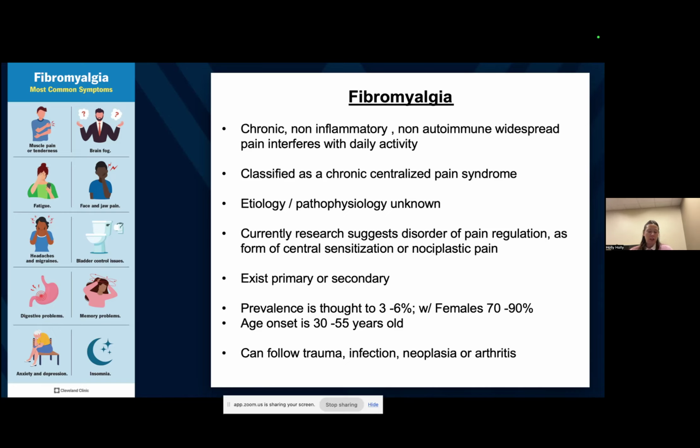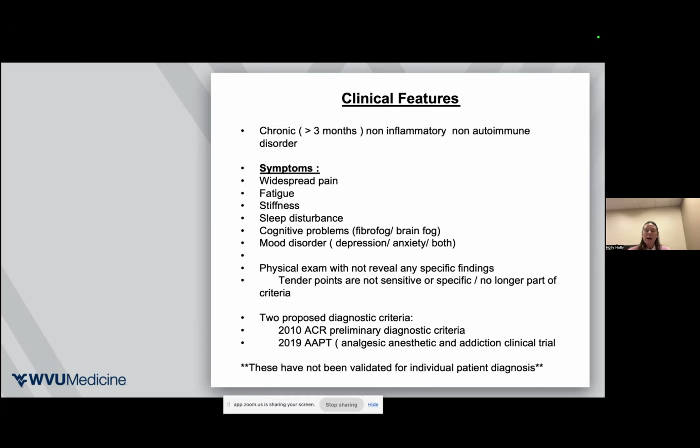There are 2 different proposed criteria present. There's the 2010 ACR criteria and the 2019 AAPT criteria. These really haven't been validated to use as clinical diagnosis, but they are helpful when you're thinking about working through a patient, and do they meet some of that criteria and standards. If you have a difficult patient, you're not sure whether this could be something that they're dealing with or not.